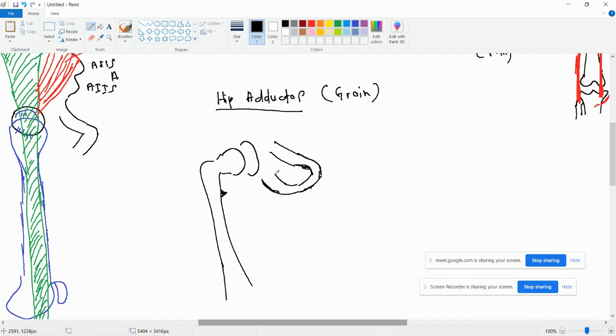This is what we call the ischial tuberosity. Okay, I just selected a few structures from your pelvis to show you the exact origin of these hip adductors. So refer to this structure, class. Now I try to make it smaller so that you understand which structure I pointed out.